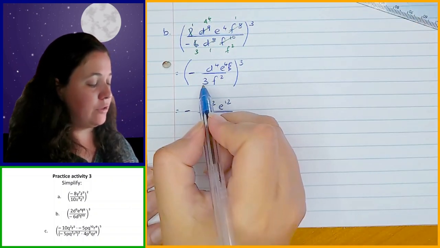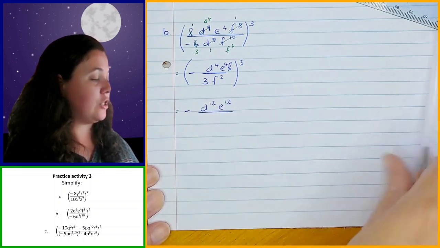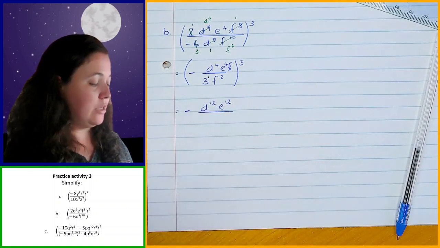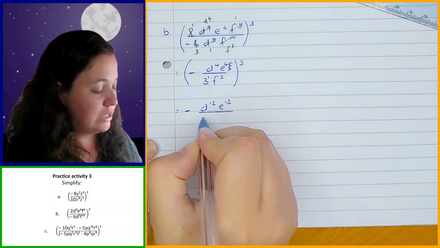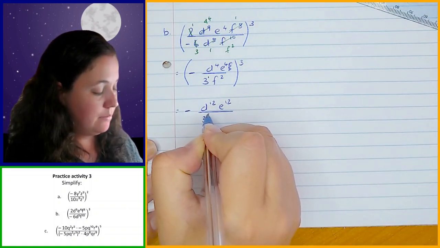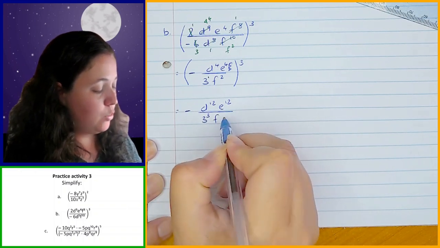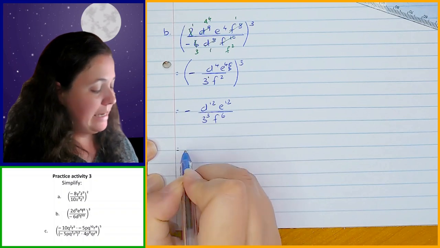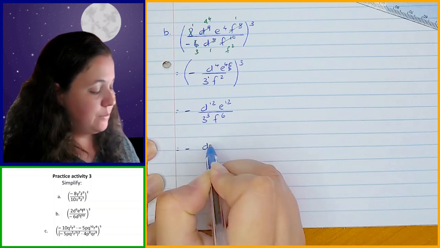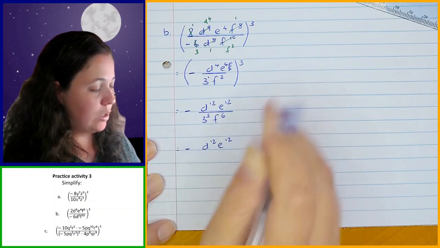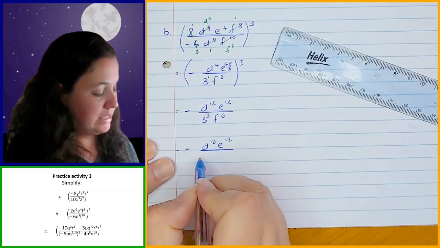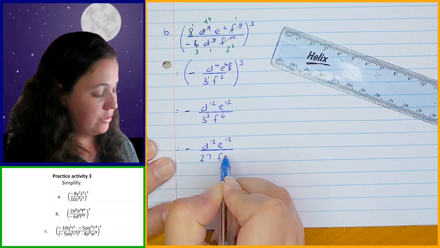then over here I've got 3f squared, so this is to the power of 1. So 1 times 3 is 3 to the power of 3, which is going to give me 27, and f squared becomes f to the power of 6. Okay. And that gives me negative d to the power of 12, e to the power of 12, over 27, f to the power of 6.